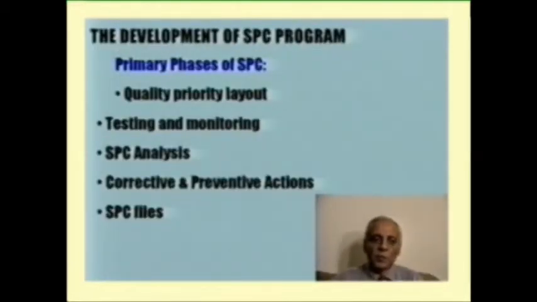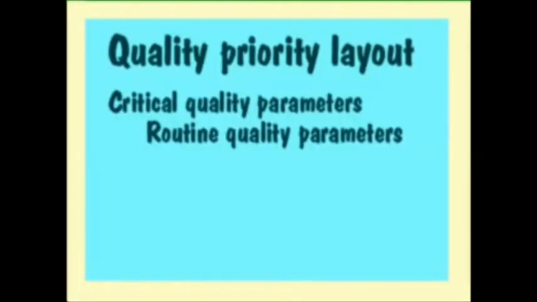So the primary phases of SPC, again: quality priority layout, in which you lay out all your quality problems and you start with the most important one, often the one that costs your organization the most. Secondly, you have to have testing and monitoring facilities. Third, you have to have ways to analyze the data obtained from testing and monitoring. Fourth, you have to have a committed attitude toward correction and prevention actions. And finally, you have to be able to document on a continuous basis the improvement or the deficiencies of your process.